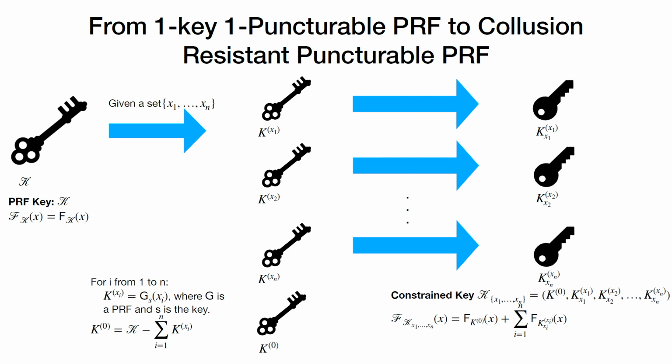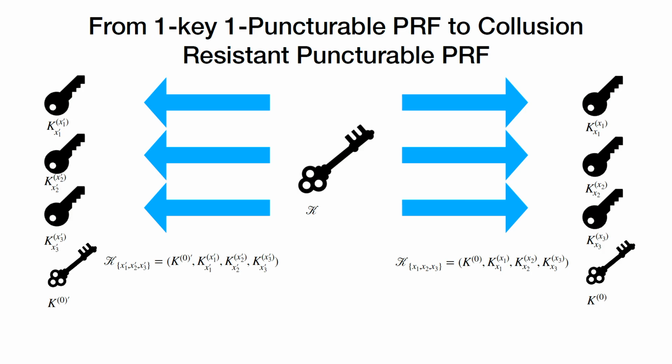sum the results up. Now, given an input x that is not punctured, and assuming that the underlying punctured PRF is key-homomorphic, then the sum of the PRF evaluations on the input x will equal the evaluation of the PRF using the sum of the keys, which is actually the original PRF key k, and the correctness of the construction follows.